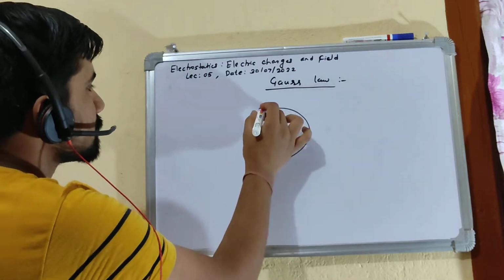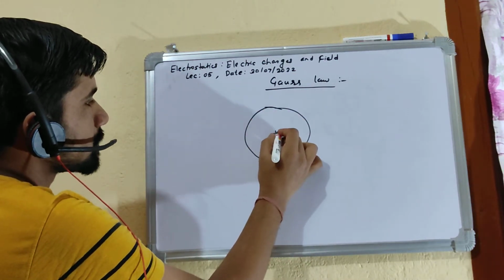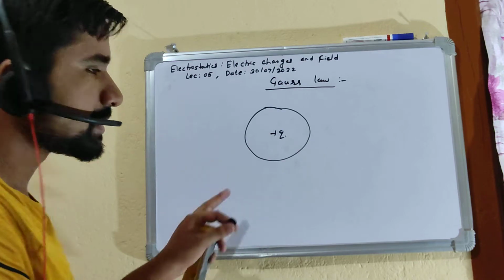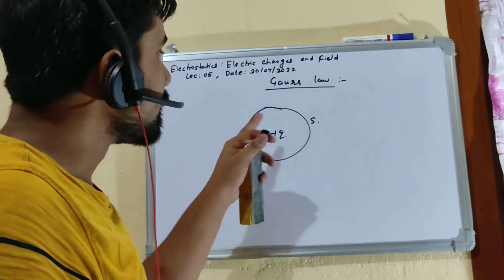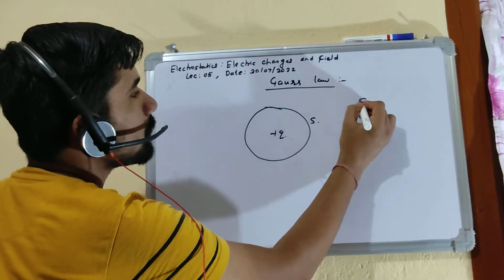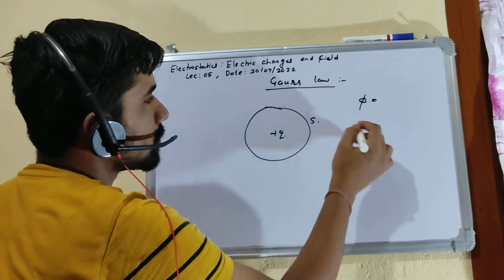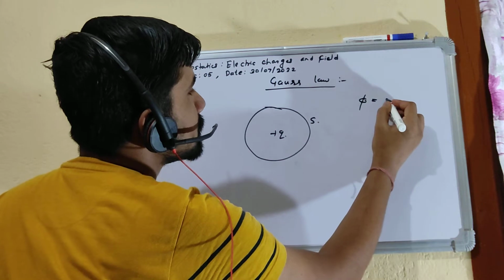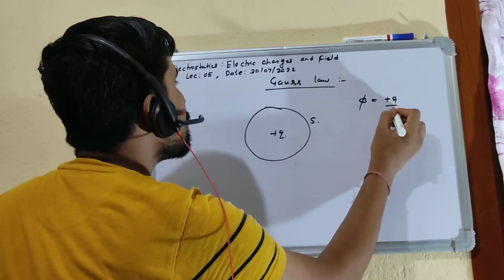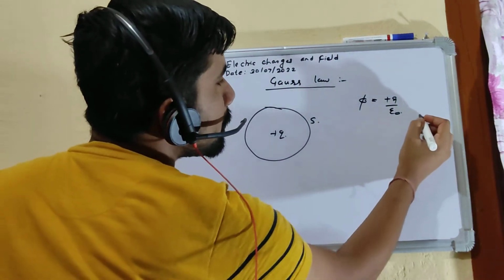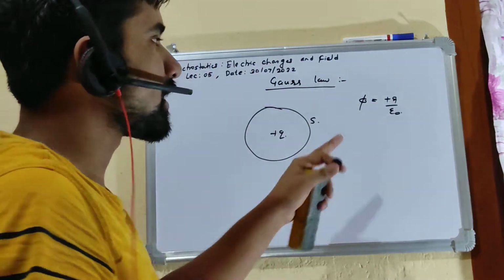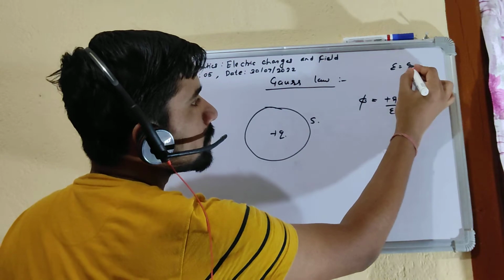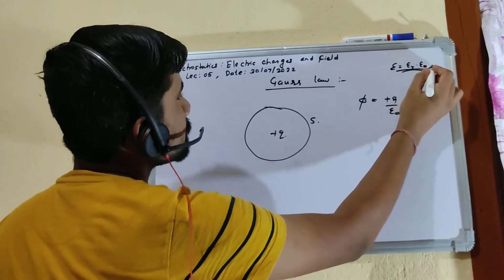This is a closed surface, and we have a charge plus q present inside the spherical shell, and this surface is S. So the net flux, the total flux going outside this particular surface, is what? The charge enclosed, plus q, divided by epsilon naught. For vacuum this is epsilon naught; for another medium it changes to epsilon, which is the relative permittivity times epsilon naught.